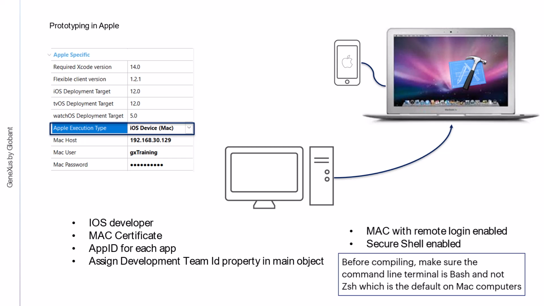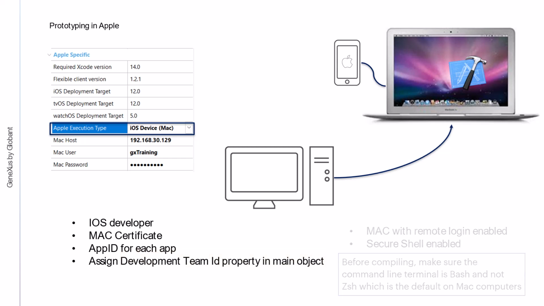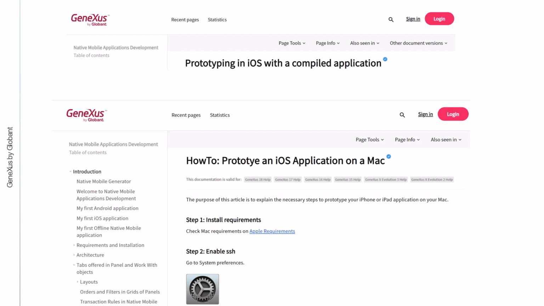It's also necessary to create an app ID for each application we want to test, and create a provisioning profile where all this information will be linked. In addition, it's necessary to obtain the value of the Team ID field of the Apple developer account and assign that value in the Development Team ID property of the main object of the application, so that it's included in the generated Xcode project. For more details on how to follow these steps, we suggest referring to the wiki.